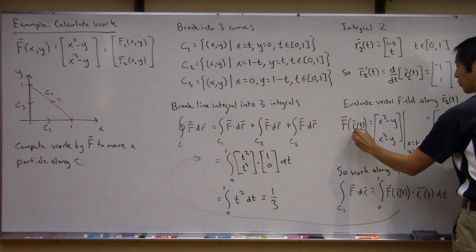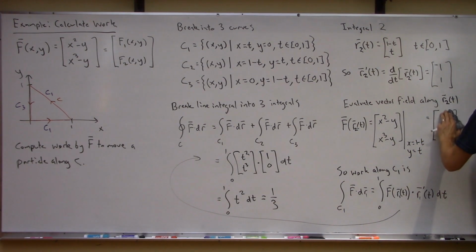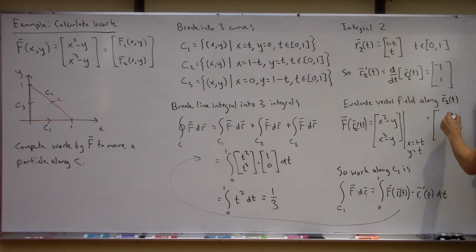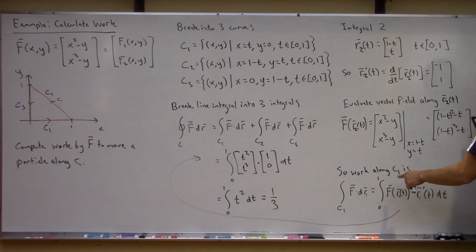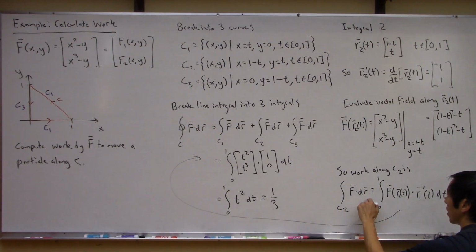So I need to look at the vector field along R2. Here's the vector field, and now x and y are described by this parameterization, 1 minus t and t. If you plug that in, this thing is a little more complicated: (1 minus t) squared minus t, and then (1 minus t) cubed minus t. Again, you just keep updating all of this to say 2s instead of 1s.